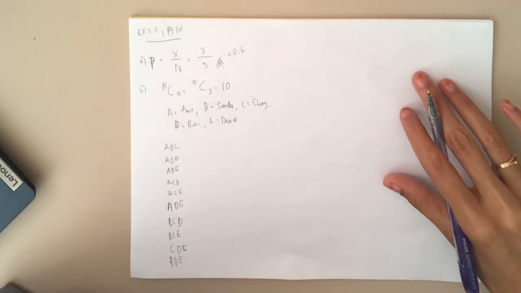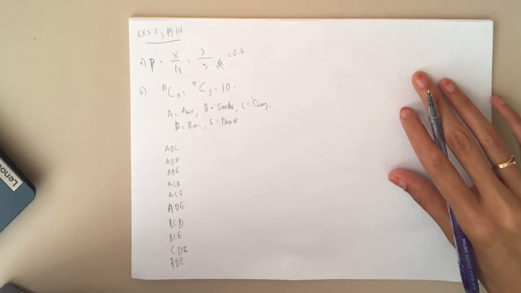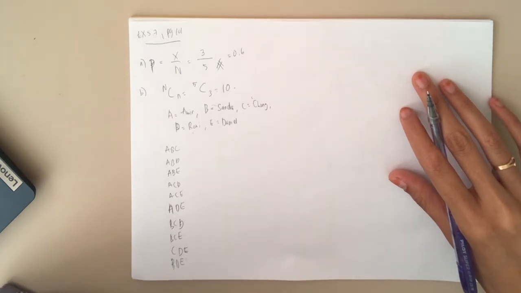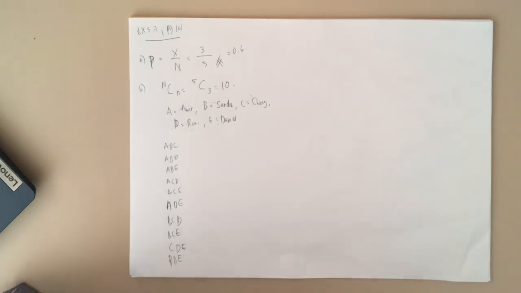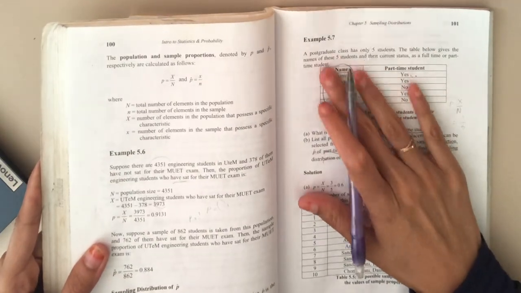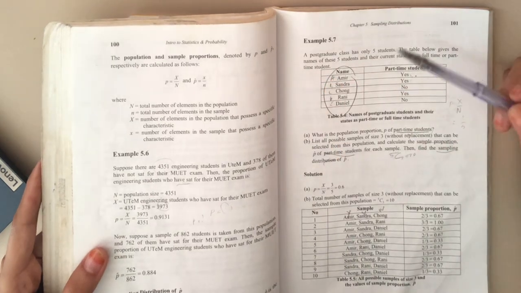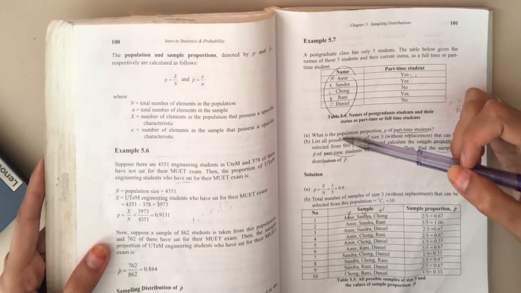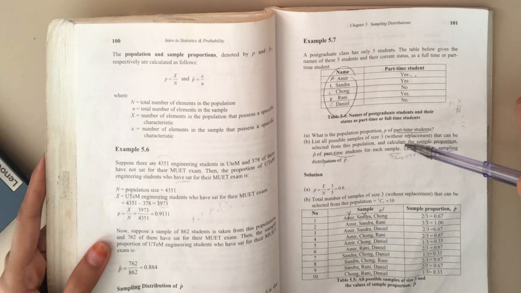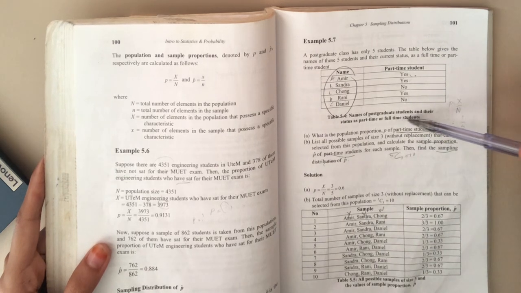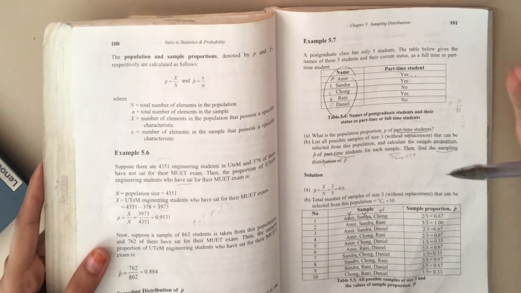Page 101 is about sampling distribution. So I just read the question here. The postgrad class has only 5 students. The table below gives the names of 5 students. You may refer to your textbook. Then question A asks you to find the population proportion P of part-time students. So part-time here is our success.